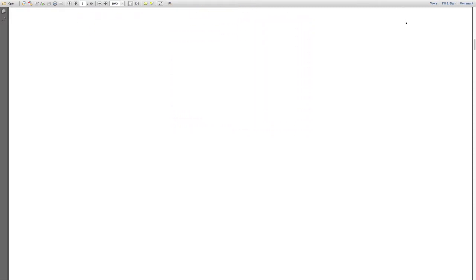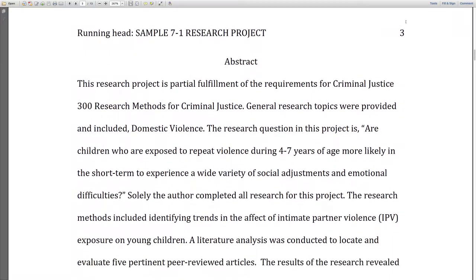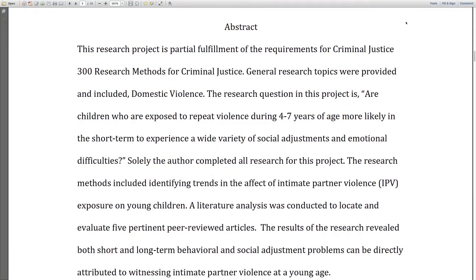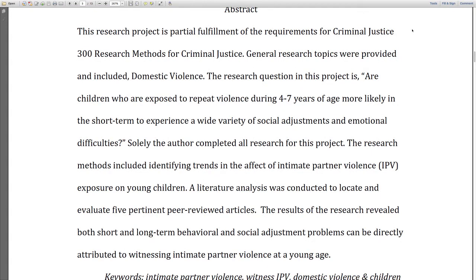Okay. Here is an abstract. If you're unsure about what an abstract should be, you're not telling the story, you're talking about just enough of the facts and the methodology to tell the reader what happened. This research project is partial fulfillment of requirements for Criminal Justice 300 research methods for criminal justice. General research topics were provided included domestic violence. The research question in this project is, are children who are exposed to repeat violence during 4 to 7 years of age more likely in the short term to experience a wide variety of social adjustments and emotional difficulties?